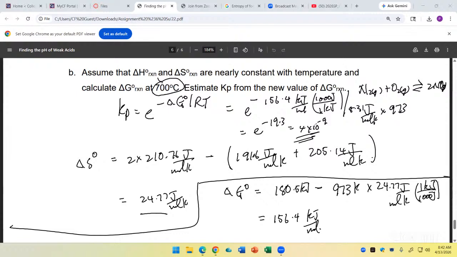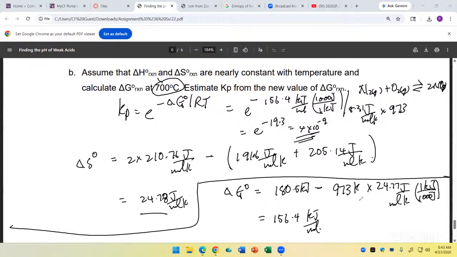When I did the delta S calculation, I got 24.78. It probably doesn't make that much of a difference, but let me see. If I work out what's within the parentheses first, that'll be 191.6 plus 205.14. And then I subtract from that 2 times 210.76. Yeah, you're right, 24.78. So this will be 24.78.